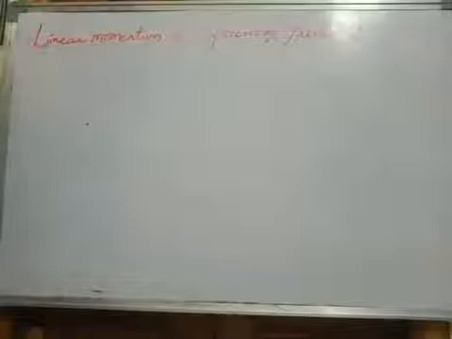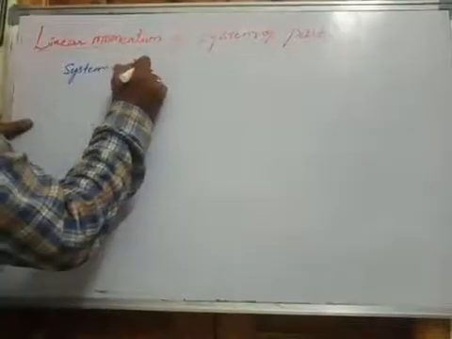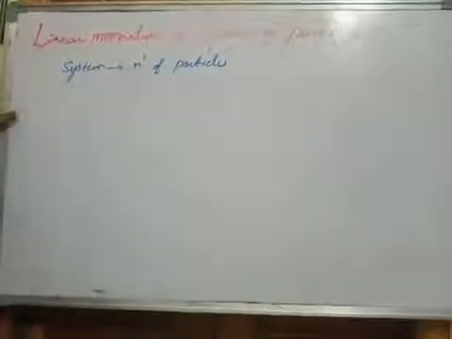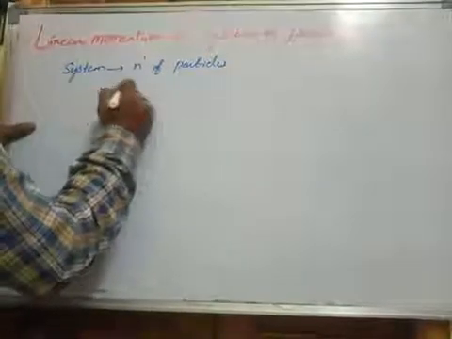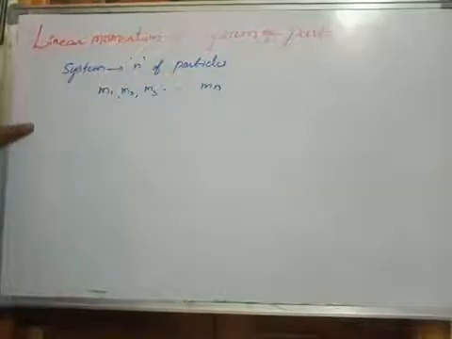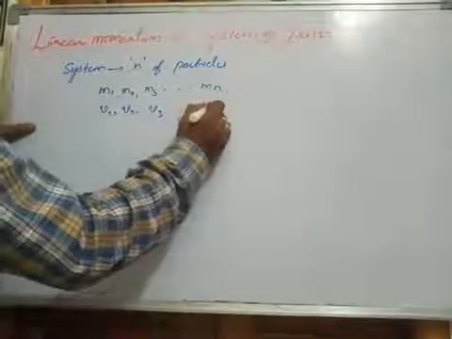Now, let us see the linear momentum of a system of particles. In the previous case we saw the momentum of a single particle. Now, let us consider a system which contains n number of particles. Their masses can be taken as m1, m2, m3 up to mn, and the velocities of the particles can be taken as v1, v2, v3 up to vn.